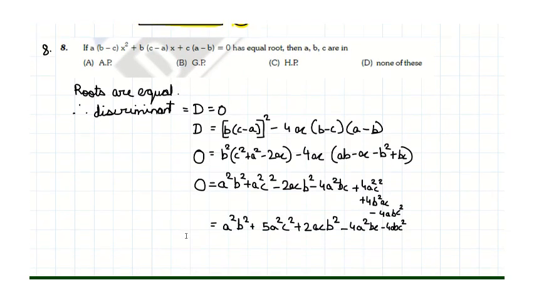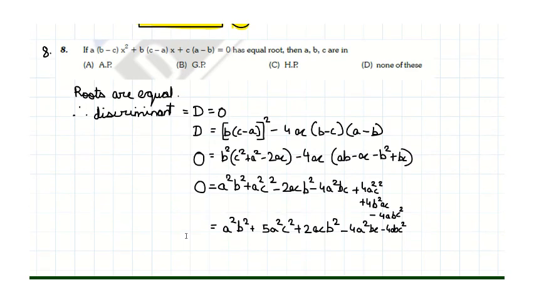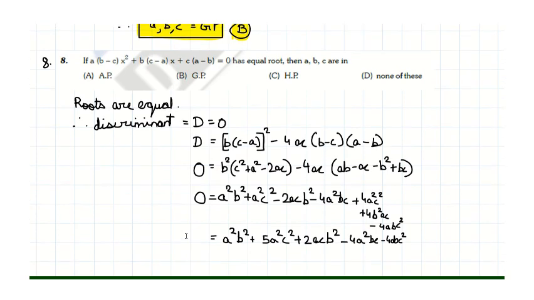In the eighth question, it is given to us that if a times b minus c x square plus b times c minus a x plus c times a minus b equal to 0 has equal roots, then we need to find the relation between a, b and c. Since the roots are equal, discriminant equal to 0, D equals b times c minus a whole square minus 4ac times b minus c times a minus b, and when we simplify this, we get that the roots are making a, b and c as a GP.